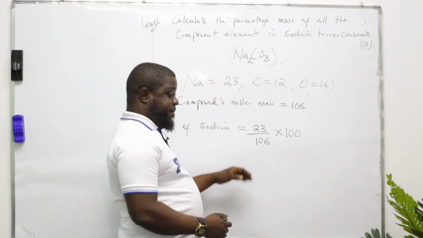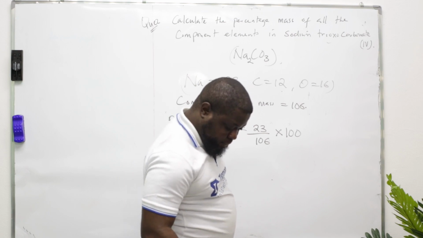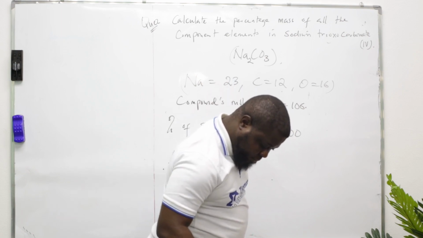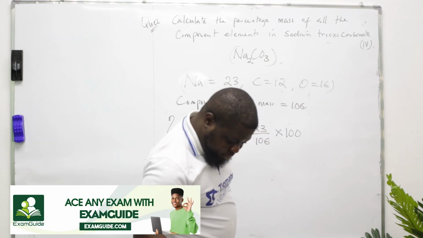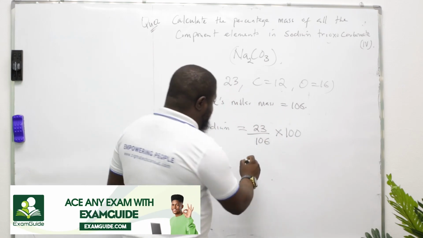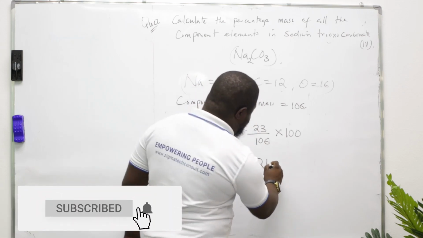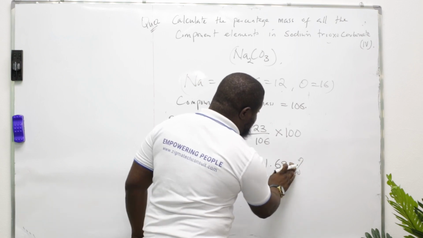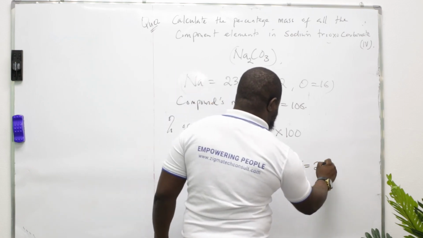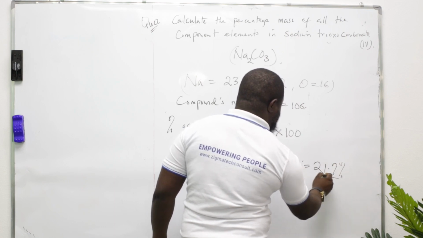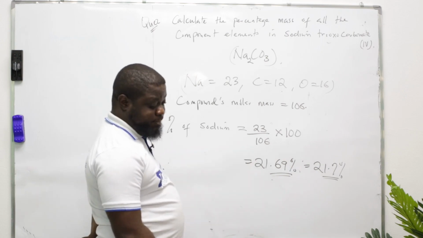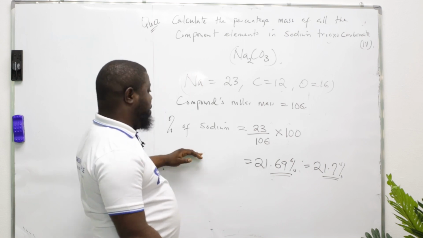This is for sodium. 23 divided by 106, times 100. It gave us 21.698%, that is 21.69%, or you can say 21.7%. Anyone you use is correct. So for sodium, we've gotten 21.69% or 21.7%.